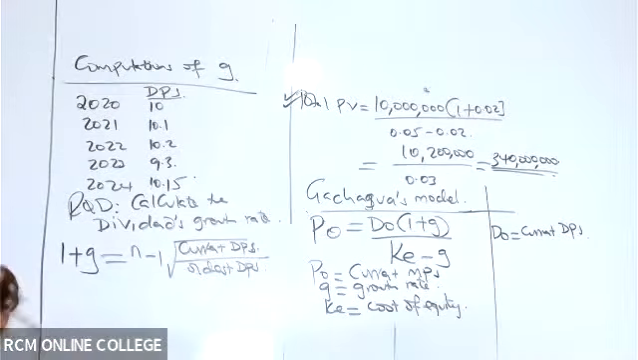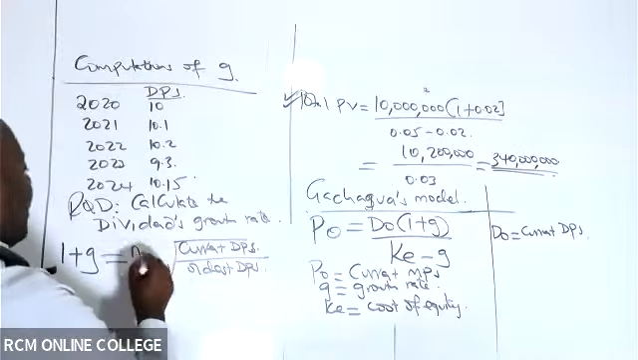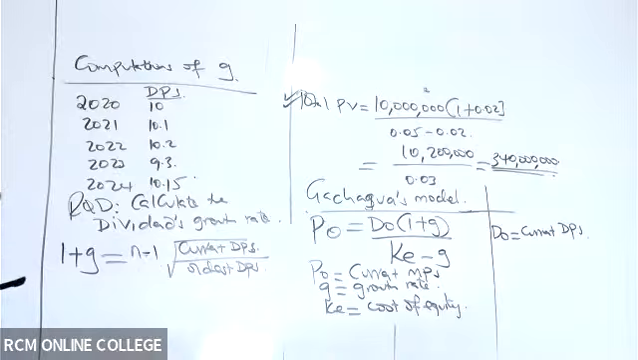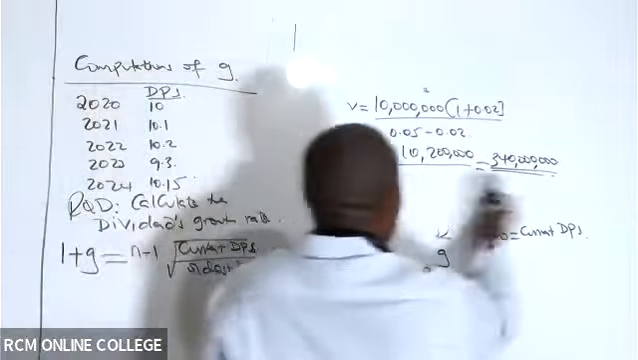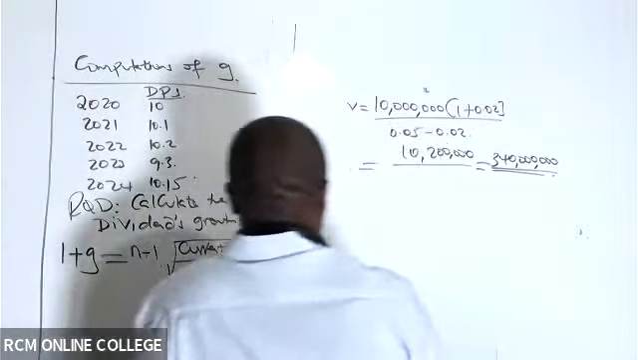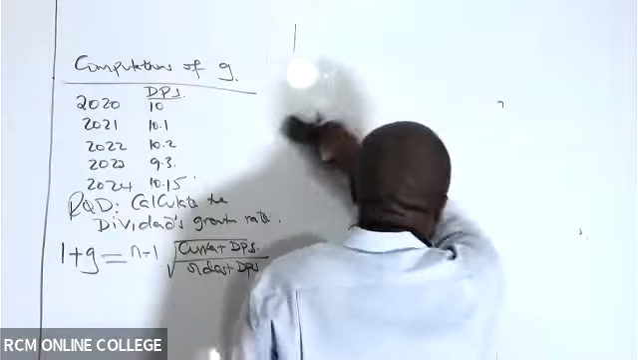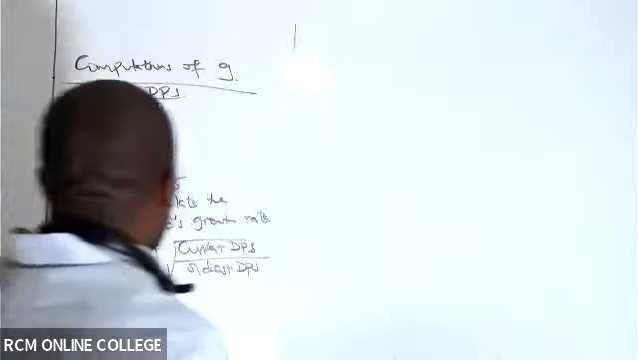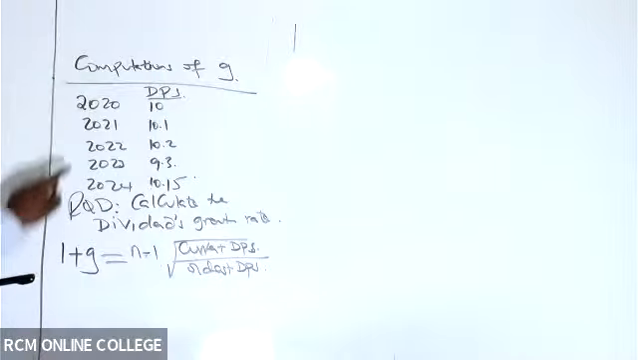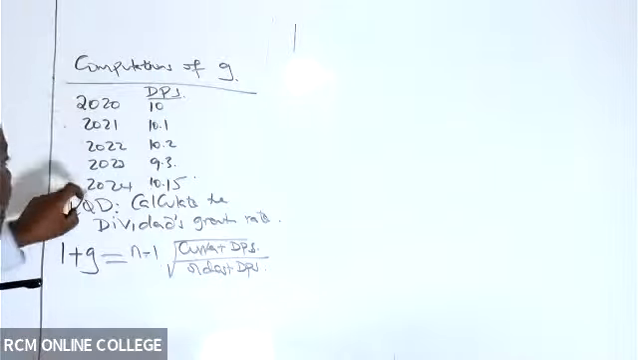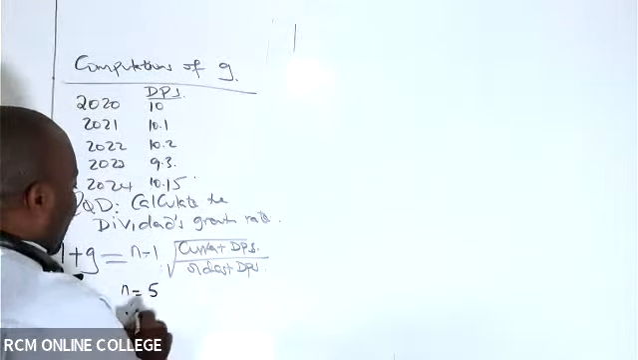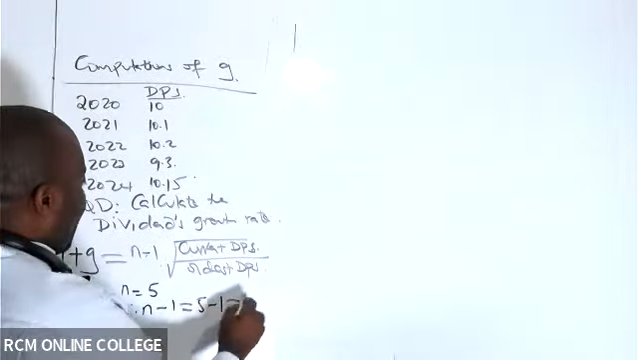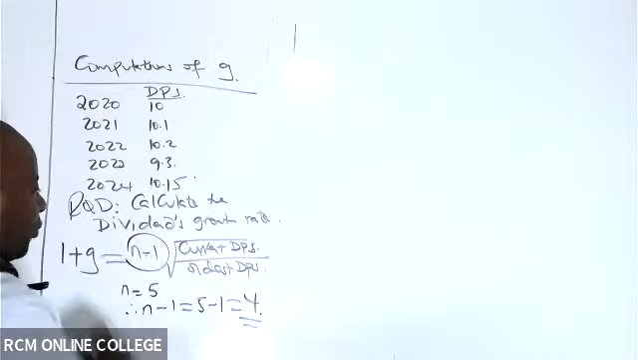So 1 plus growth rate. Normally write like this: 1 plus growth rate equals N minus 1 root of current DPS over oldest DPS. So N represents the number of years. If you count, these are 1, 2, 3, 4, 5 years. So N in this case is 5. And therefore N minus 1, 5 minus 1, will be 4. So here we should use 4.